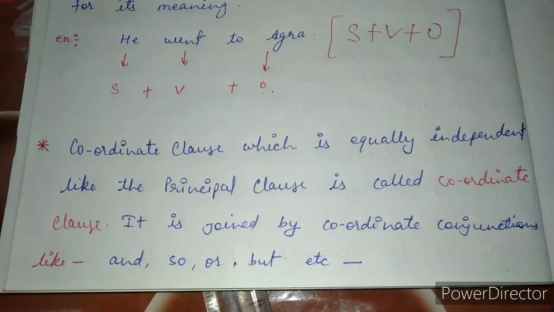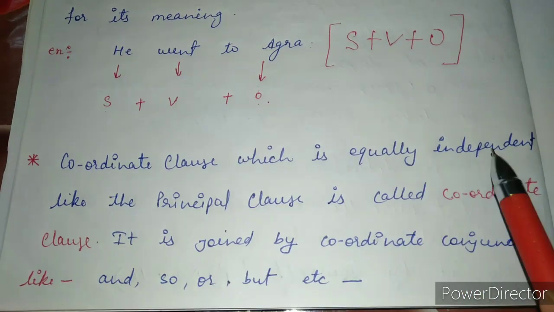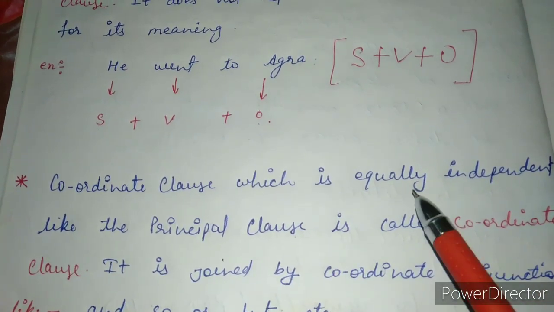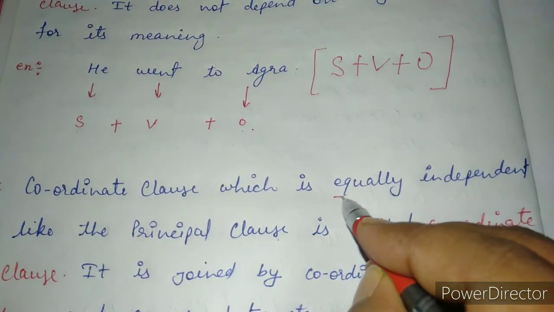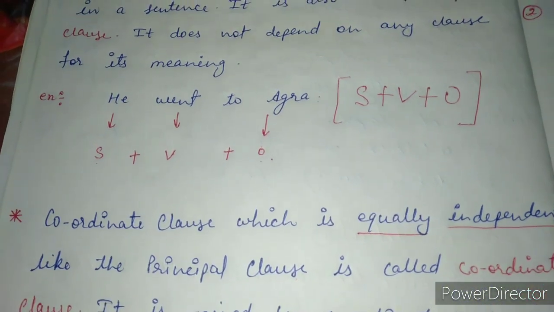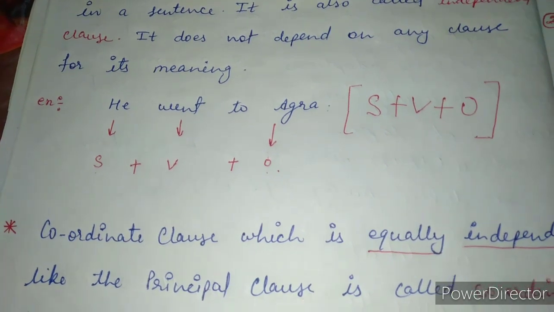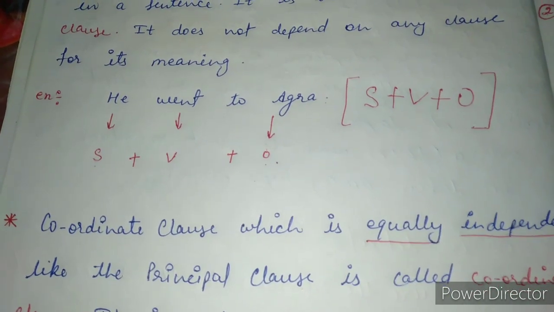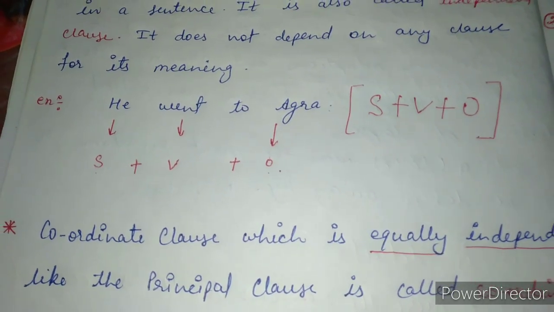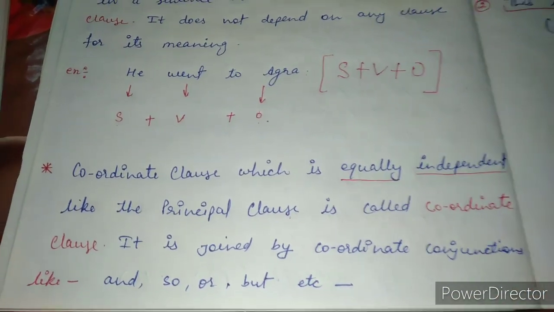First, we will understand the definition of coordinate clause. A coordinate clause is a clause which is equally independent like the principal clause. What do you understand by this term, equally independent? The principal clause is slightly different from the coordinate clause, but they are equally independent. Coordinate clauses are equally independent like the principal clause.